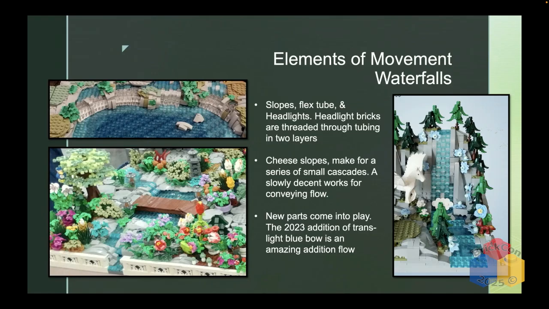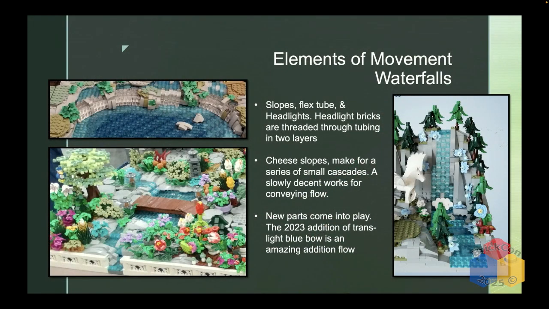The lower example is just using cheese slopes for small cascades. Again, you're getting that flow, and if you can add elevation changes to your model, that is fabulous. One of the things I always start with is the water, because the flow of the water is going to set everything. The water is always going to flow to the lowest point, and then you always have the plants and rocks overlapping the water, building up to how the water is flowing through the MOC.